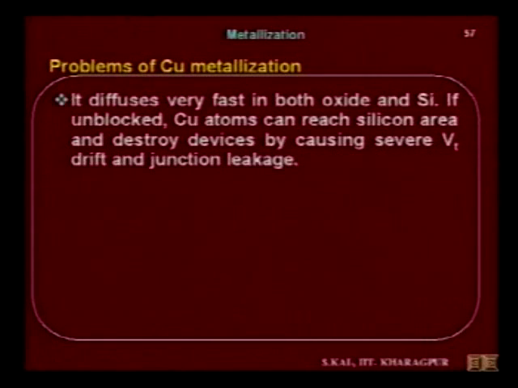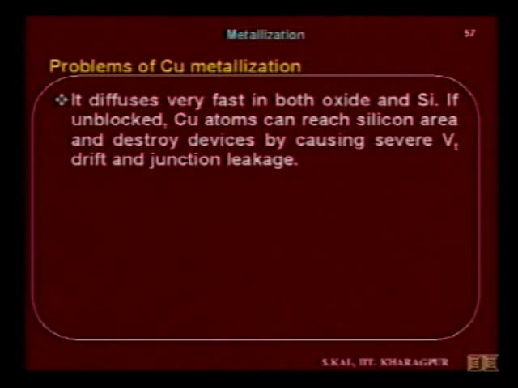The problems are, number one, copper diffuses very fast in both oxide and silicon. If you don't block this diffusion, that means copper diffusion into oxide or silicon, copper atoms can reach the silicon area and destroy devices by causing severe VT drift and junction leakage. That means copper diffuses through oxide, and in silicon also copper diffuses.